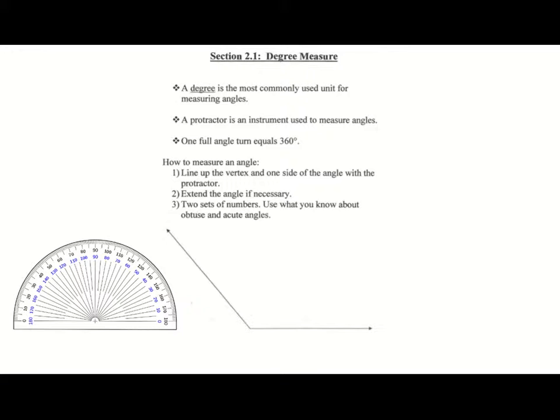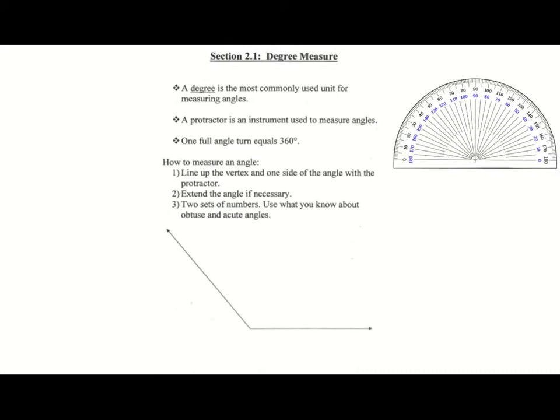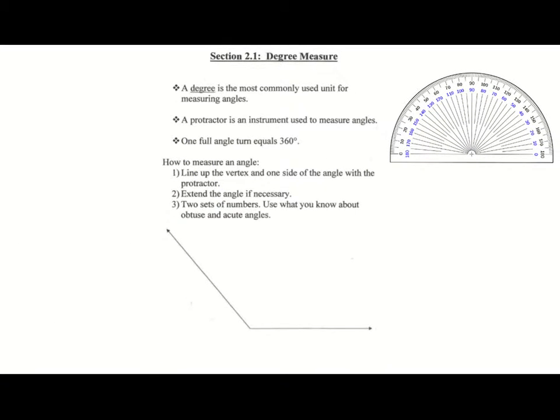In our next unit, we are going to talk about angles a little bit more and how to measure them. And so in section 2.1, we're going to talk about the degree measure. So a degree is the most common unit used for measuring angles. And to measure angles, we use what's called a protractor. And this is our protractor over here. You can see it goes from 0 degrees all the way to 180 degrees.